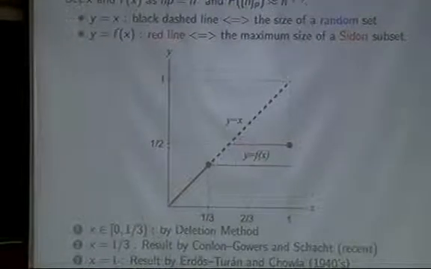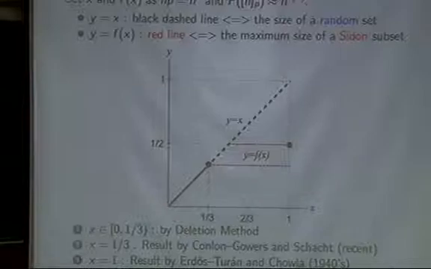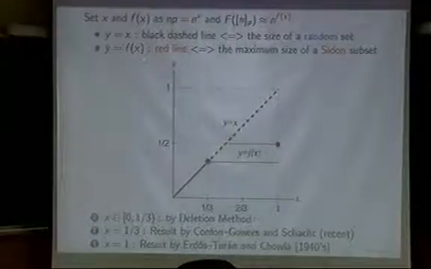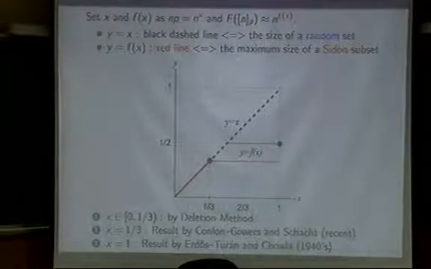So first here, based on the previous result, let's try to understand the behavior of capital F of np. Set np as n to the x, and capital F of np as n to the f of x, which means that x is about the size of the random set, and f of x is about the maximum size of a Sidon subset of the random set. So in this figure, the graph of y equals x with a black dashed line means the size of a random set. So you can see this line. And the graph of y equals f of x with a red line means the maximum size of a Sidon subset.